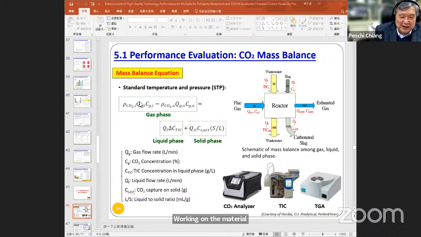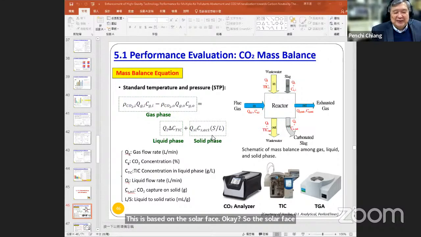This is based on the gas phase, this is based on the liquid phase, and this is based on the solid phase. For the solid phase, if we can introduce alkaline waste here, the alkaline waste has some natures that can neutralize the solvent. Also, it has some absorption capacity which can absorb the carbon dioxide.